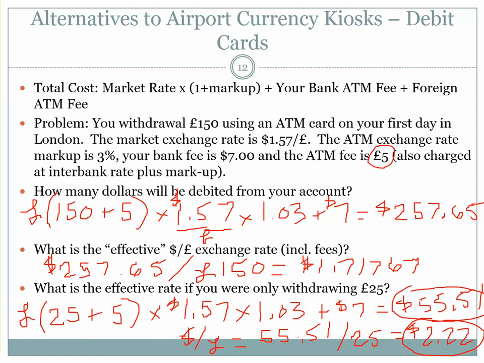Say you withdraw 150 pounds using an ATM card on your first day in London. You Google the exchange rate and you see the exchange rate's $1.57. That's kind of a fair price. That's the cost of getting pounds from your bank, right? That's the cost your bank pays for pounds. Now the ATM exchange rate markup is 3%.